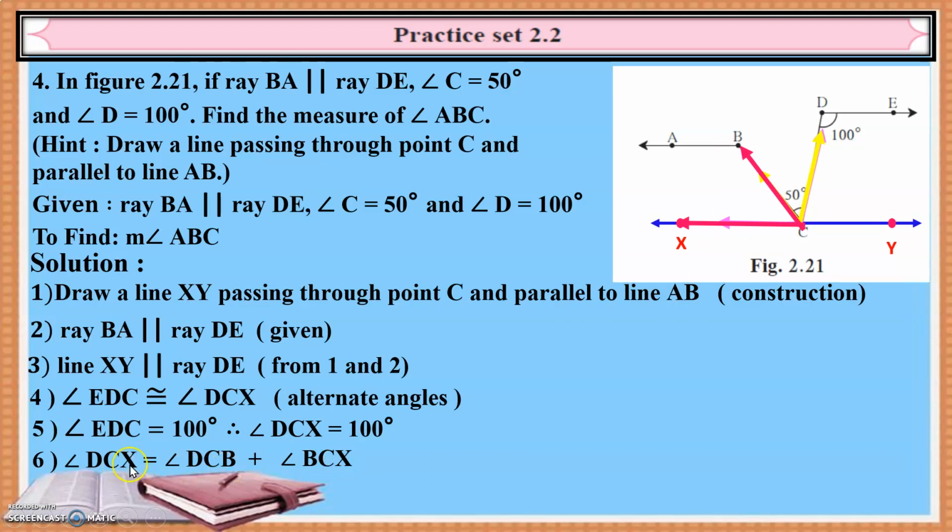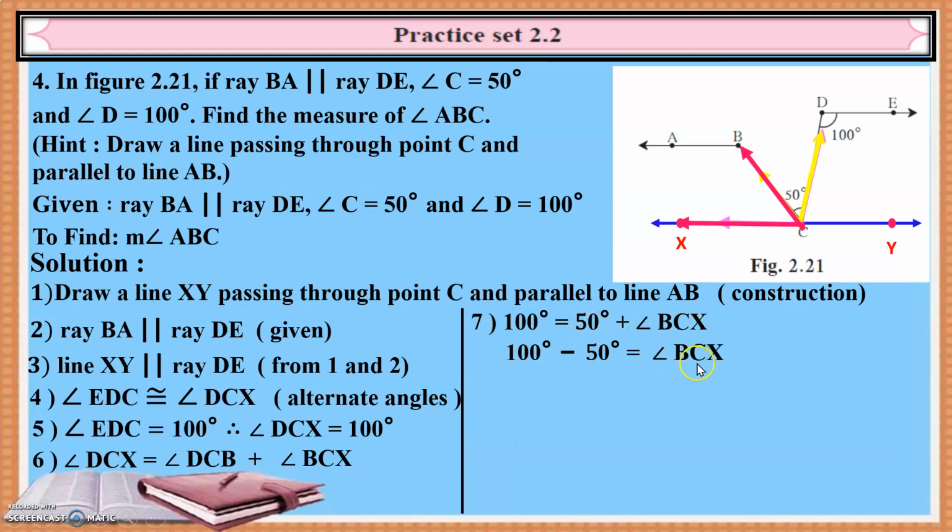Okay, now we know the value of DCX as 100. We know the value of DCB as 50. Angle C is 50 and DCB is 50. So we will be substituting and getting the value of angle BCX. So let us substitute. We get 100 is equal to 50 plus angle BCX. So 100 minus 50 will be angle BCX, and therefore we get angle BCX is equal to 50 degrees. Now we have got the red angle as 50 degrees.